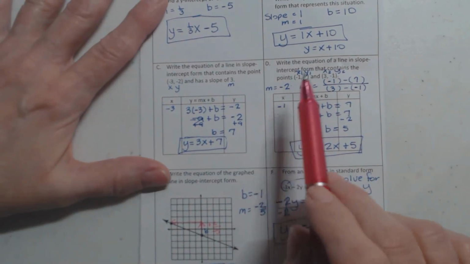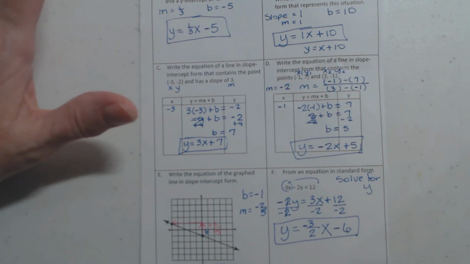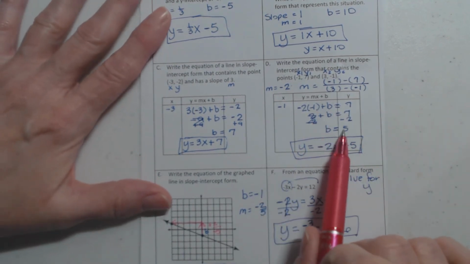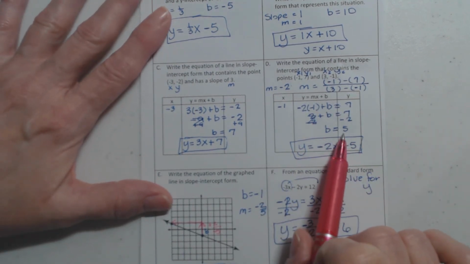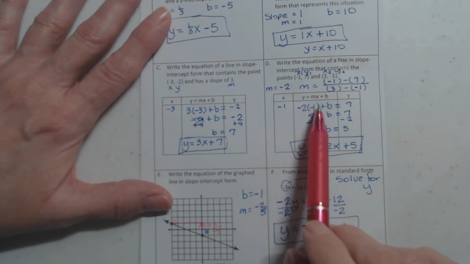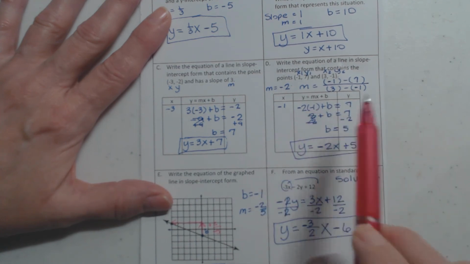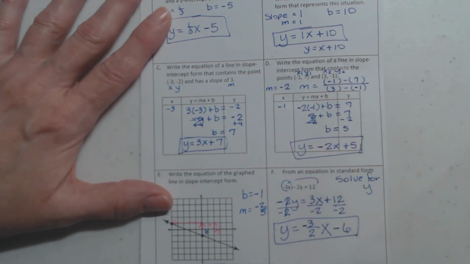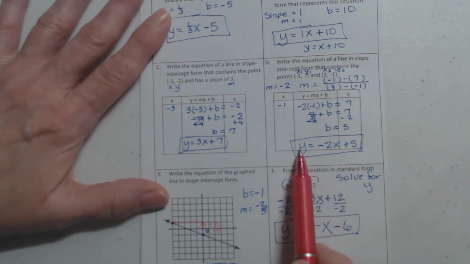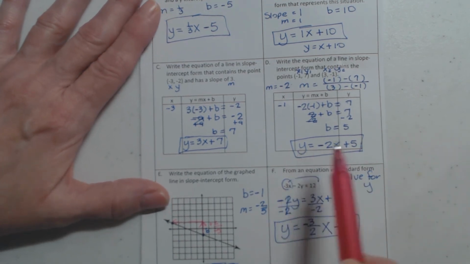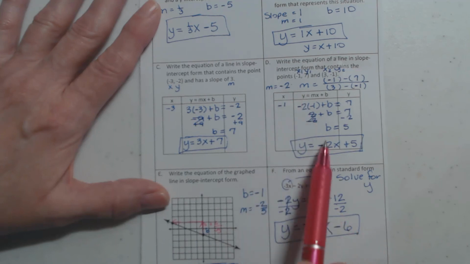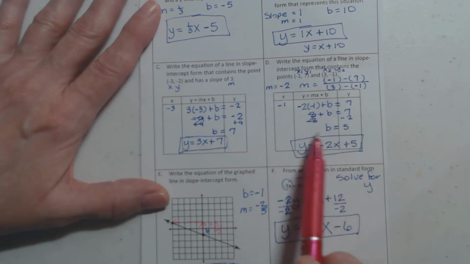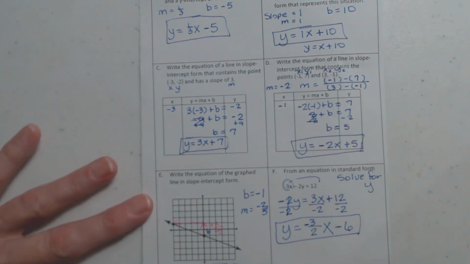Now that you've got slope, use one of these points. It doesn't matter which one you use, you will still come out with the y-intercept being a 5. So we plugged in our x and our slope and our y, we solved for b, and that's how we got the 5. So then we go back to the slope-intercept form, put in the slope that we found and the intercept that we found, and there's our equation of the line.